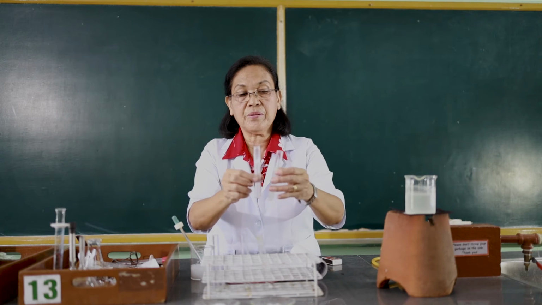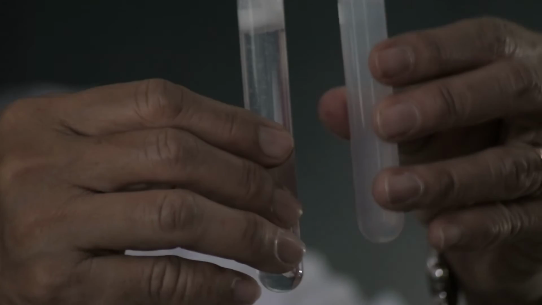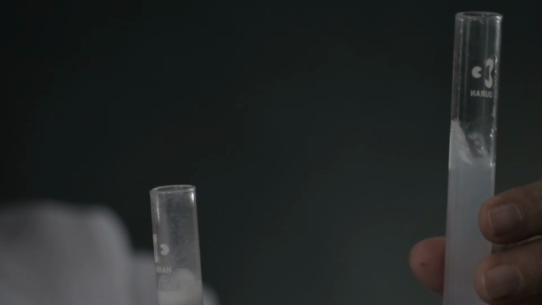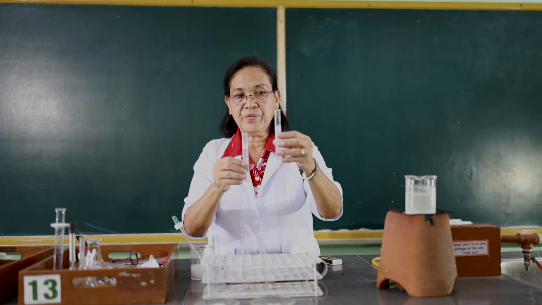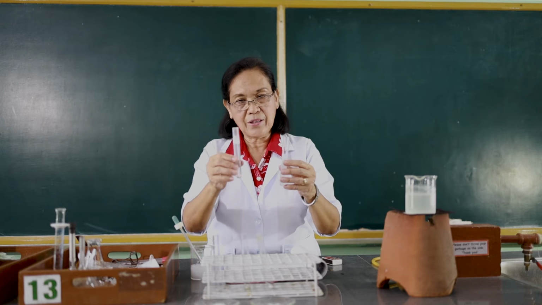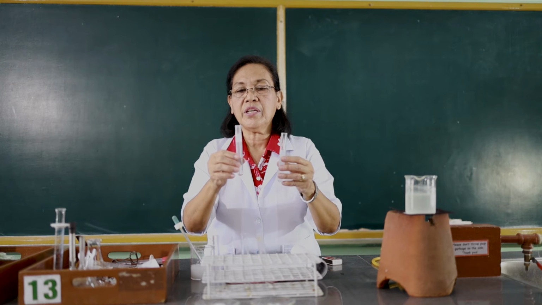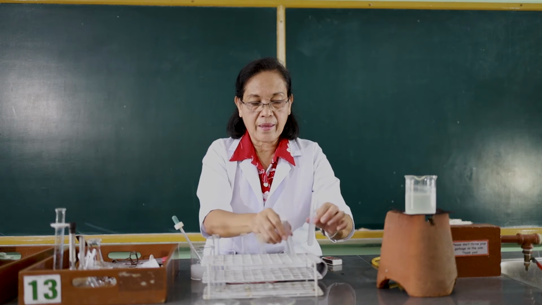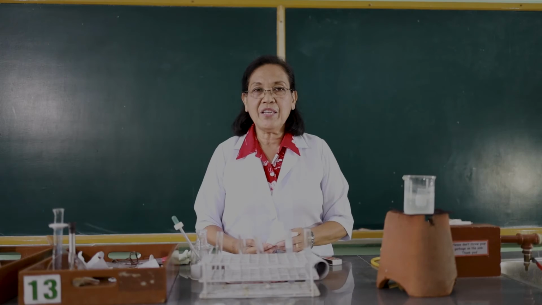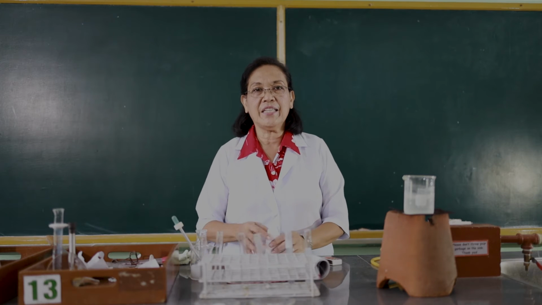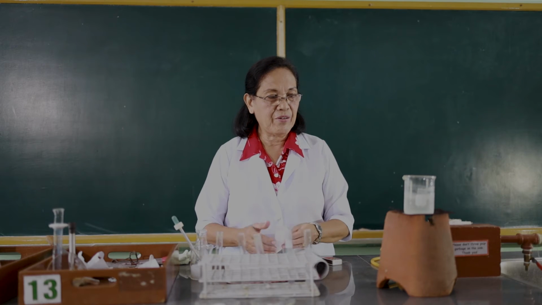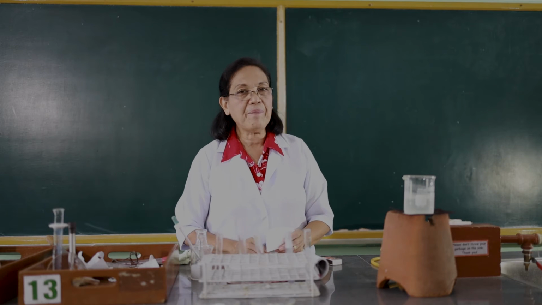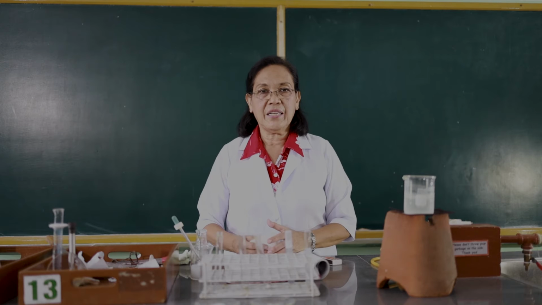When you compare the two, take note. In order to form the good lather with the use of the distilled water, I only used 10 drops of the soap solution. With the use of the tap water, I placed 20 drops of the soap solution in order to form a good lather. Another procedure to prove the temporary hardness of water is this boiled water. We're going to filter it, and from the filtrate, we're going to treat it with the soap solution.